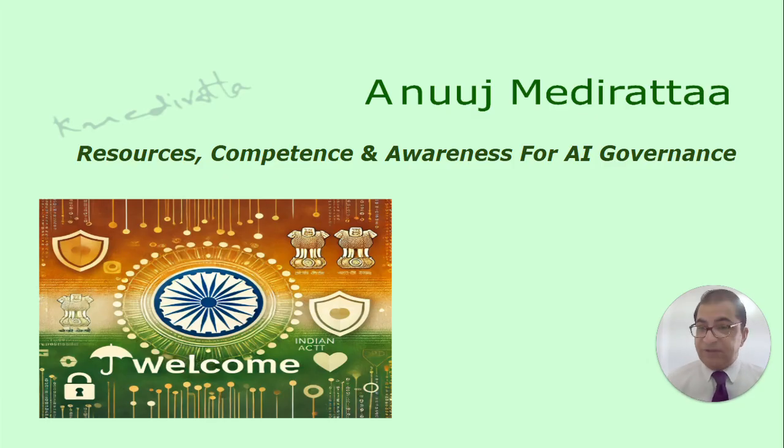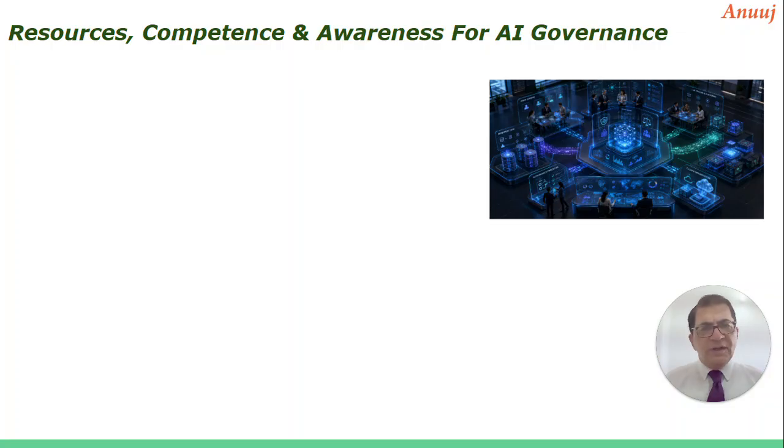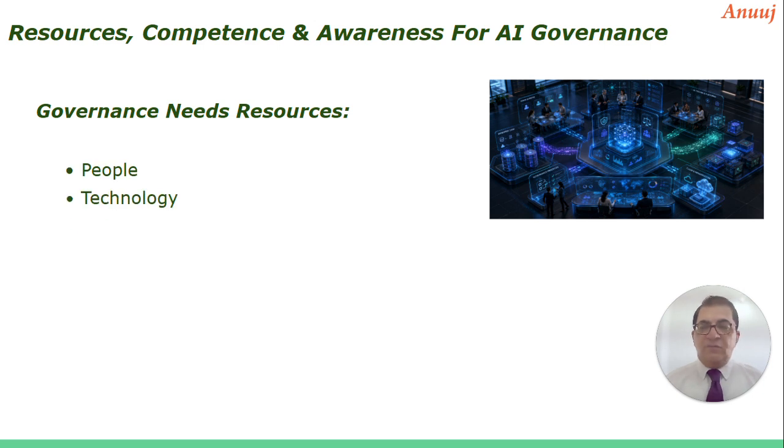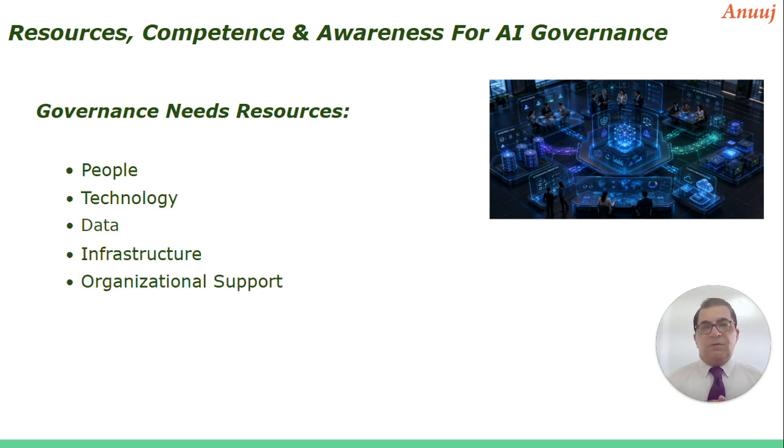We have been talking about ISO standards. Today we are going to talk about the resources, competence, and awareness that need to be there in your internal organization. Do you really need resources? You need. What kind of resources? So you need people. People who understand what artificial intelligence is, people who understand what to feed in and what to expect. We spoke about the data thing a lot in yesterday's video, right?